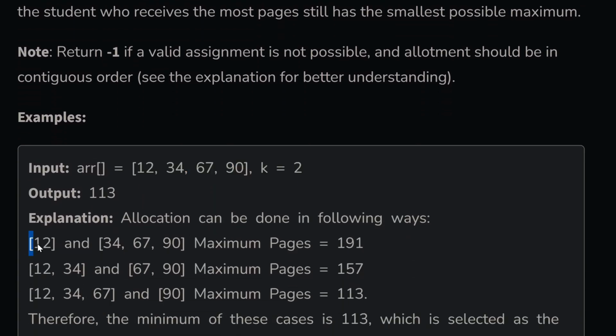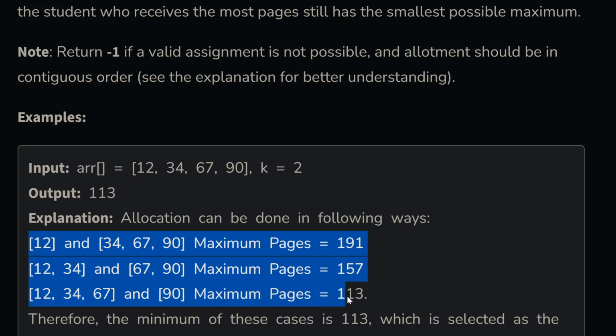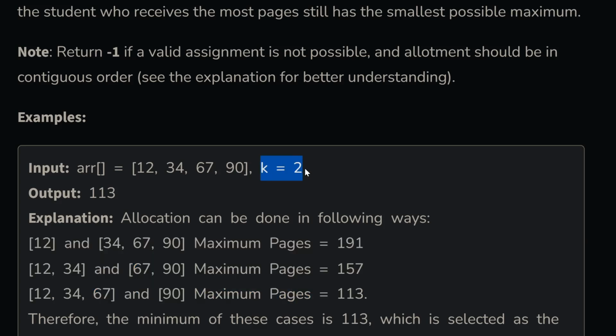In this, we have divided into these portions. So there are these possibilities. If we have only two students, the first student will read the first book, and the second student will read the other books. So for the summation, the maximum value is either 12 or this. So the maximum among these is this value. So this is one allocation.